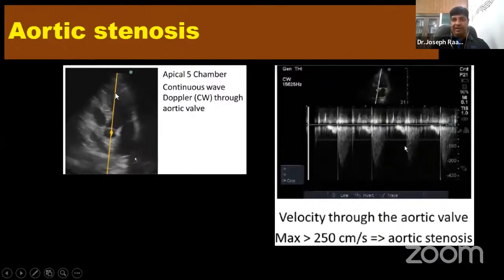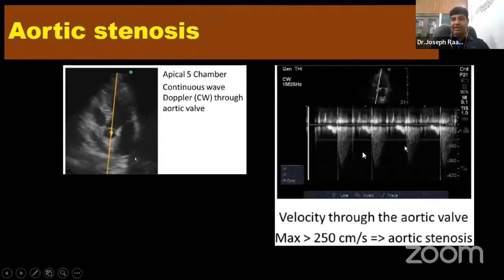You know how to get an apical 5-chamber view. Then you take a continuous wave Doppler and keep it at the aortic root level. Then activate the CWD, and you get negative waves like this. This is the jet, your LV jet into the aorta. If you measure the maximal velocity and it is more than 250, it is suggestive of aortic stenosis.